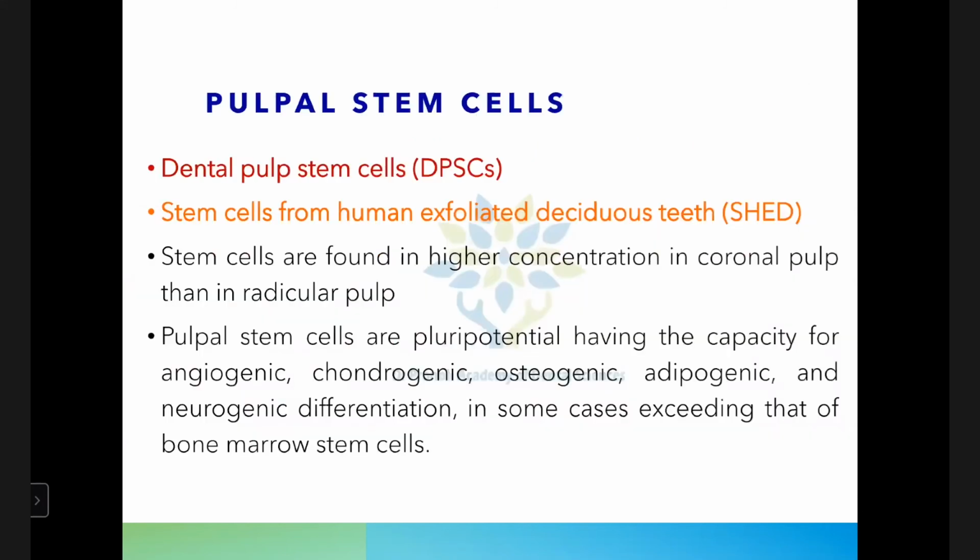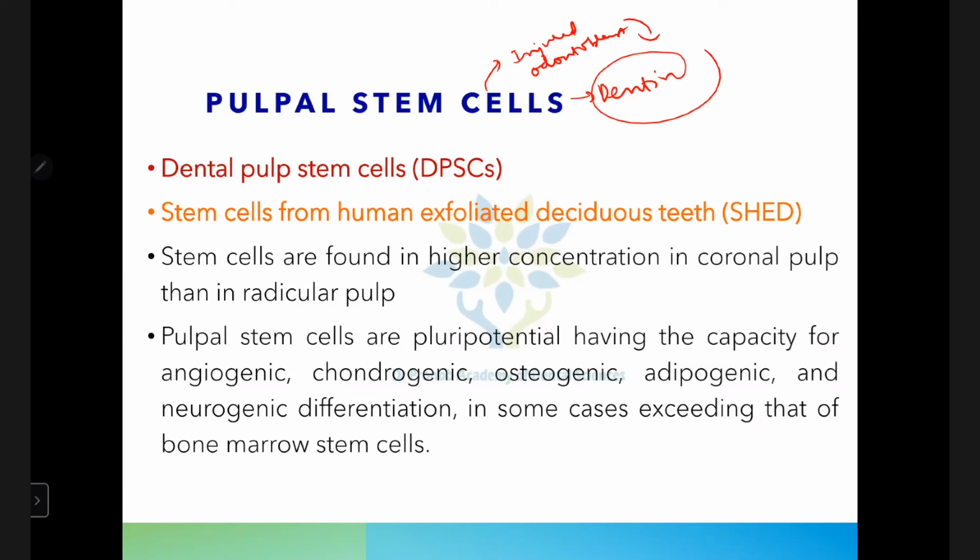Now we'll talk about pulpal stem cells. What are pulpal stem cells? In the pulp, we have a lot of stem cells. What do these stem cells do? They undergo proliferation and migrate to the site of injured odontoblasts, and they help in the formation of dentine. So they are present in the pulp, they proliferate, and they migrate to the area where there are injured odontoblasts and help in the formation of dentine.